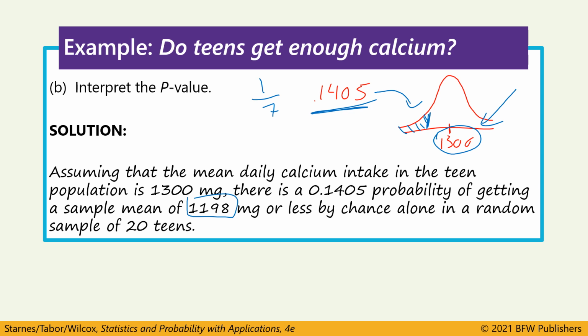So when it comes to interpreting the p-value, we always start off by saying if the null hypothesis is true, because we're basing this probability on a normal curve where that null hypothesis value is in the center. So assuming the mean daily calcium intake in the teen population is actually that 1,300 milligrams, there's a 14.05% chance, or 0.1405 probability, of getting a sample mean of 1198 or less. We say or less because we find the value from there shaded out to the end. And there's a chance of that happening by chance alone in a random sample of 20 teens.